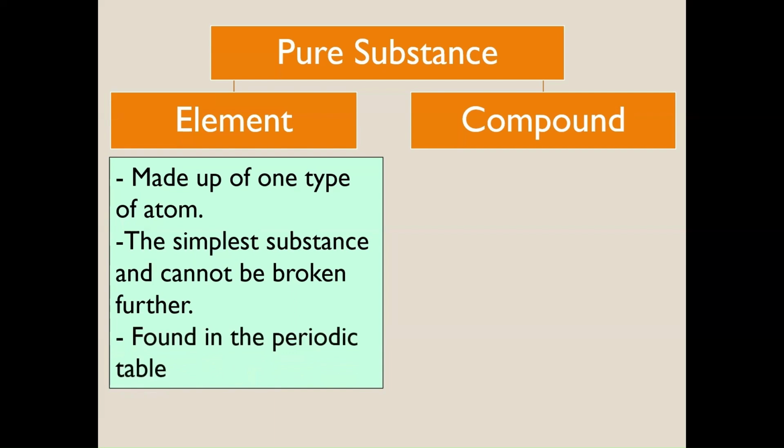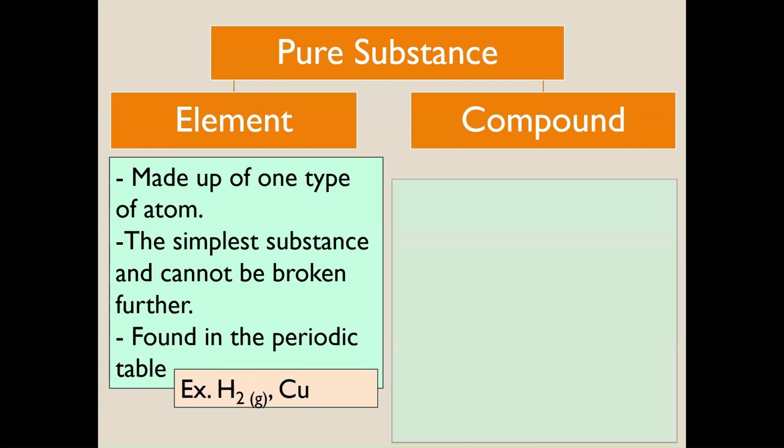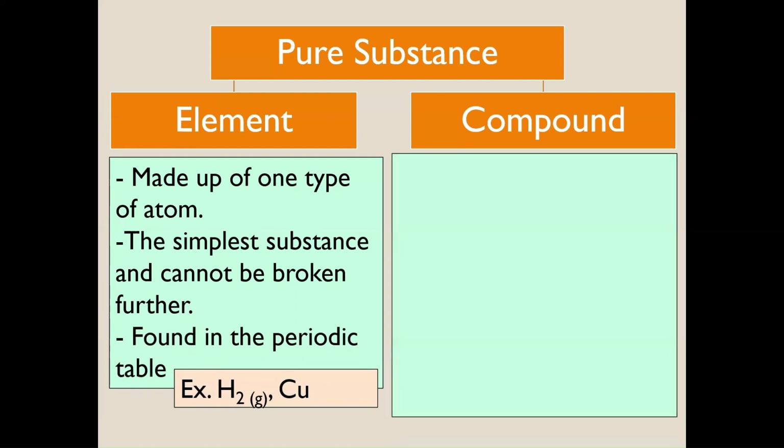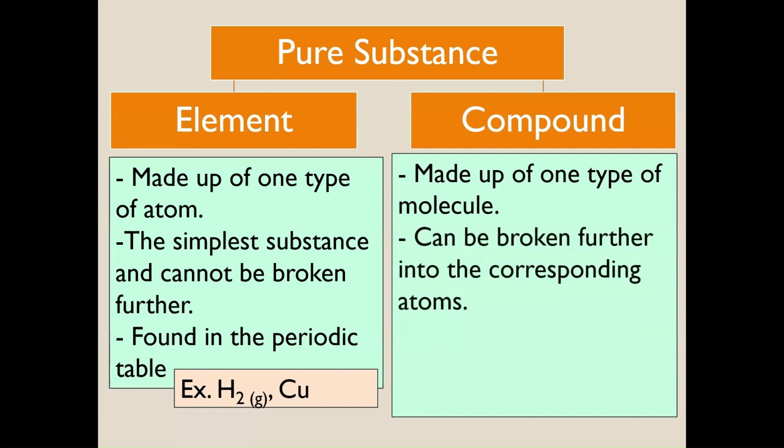And we can see these elements in the periodic table, like hydrogen and copper. While a compound is made up of only one type of molecule, and we can break it down further into its corresponding atoms.